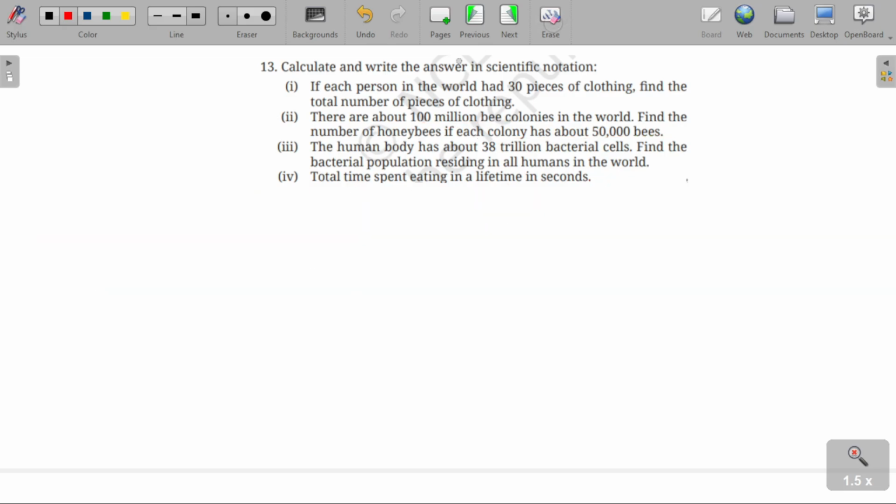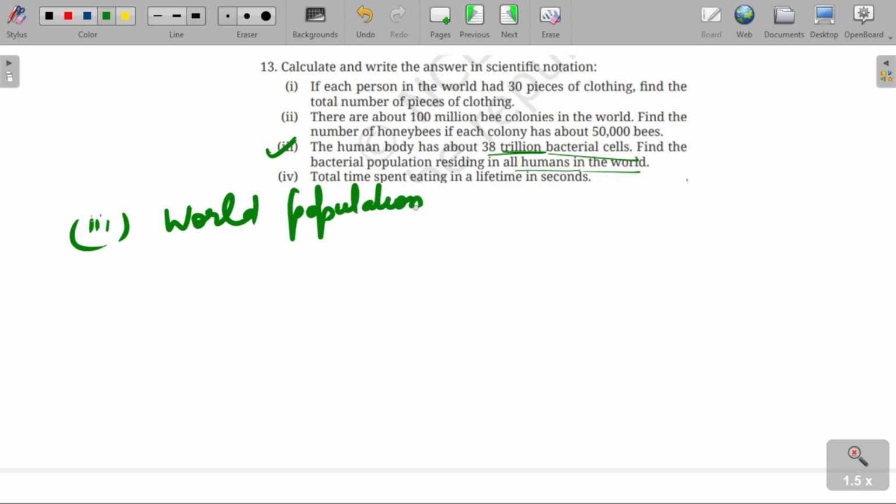Moving to the third part. Third part is, if the human body has 38 trillion bacterial cells, find the bacterial population residing in all humans in the world. Again, all humans in the world. Fine. So world population again we are taking, right? World population that we had already assumed that this is 8.2 billion. Okay, this 8.2 into 10 raised to 9.